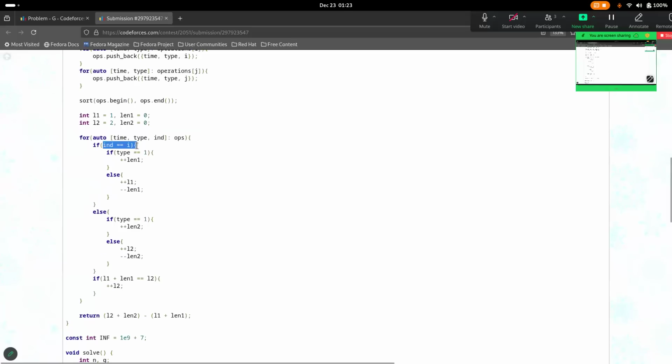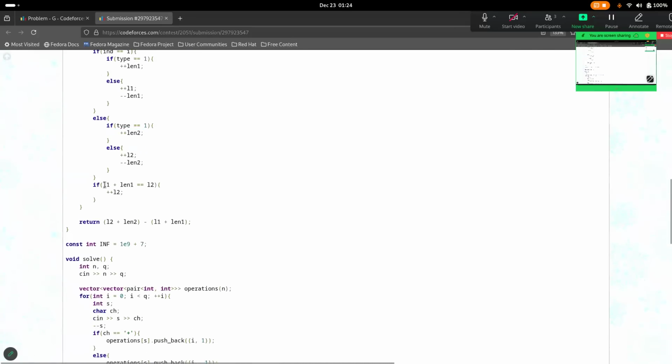Now, if the index operated is i, then if it's an enlarge operation, increment length. If it's a shrink operation, increment l and decrement length. Similarly for the other index: if l1 plus length1 is equal to l2, what happens if the first snake goes on and intersects with the second snake? In that case, shift the whole second snake one place to the right, and that would shift all the previous, current and next operations one place to the right and remove the overlap.